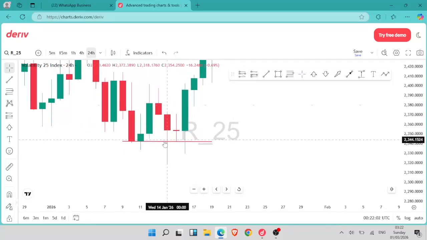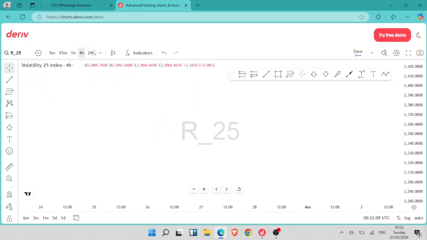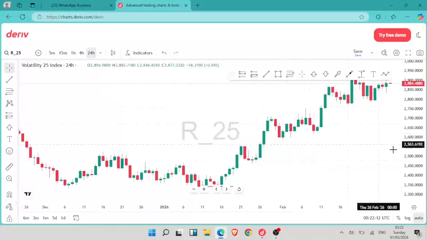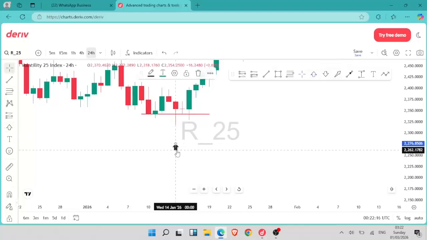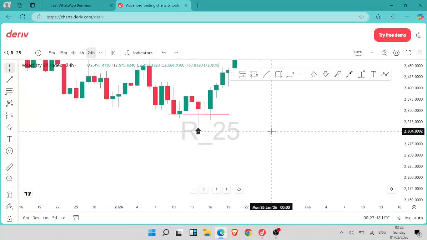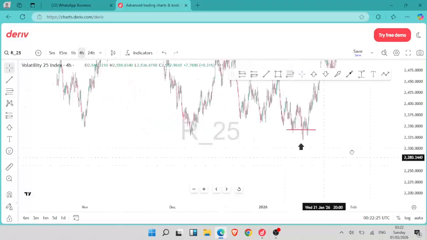Now for us to see how this wick looks like, we have to drop into the 4-hour time frame. Let me first go to the 24 so that we can mark that exact level with an arrow like this. So this is a wick rejection. How does it look like in the 4-hour time frame? And this is how it looks like in the 4-hour time frame.